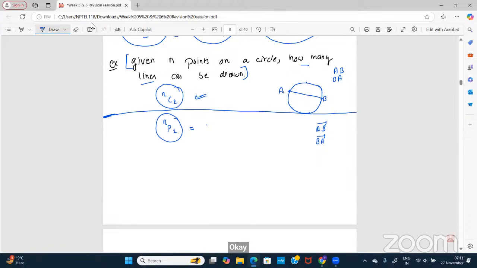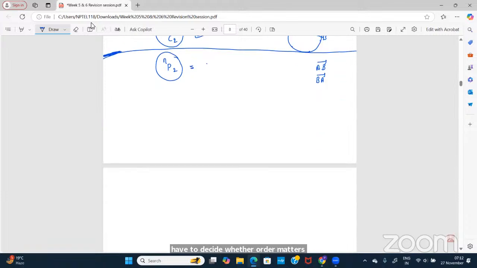So when order matters, you will have to use permutation. So this is a point. I want to make you understand where we have to make use of permutation and where we have to use combination. By seeing the question, you will have to decide whether order matters here or not.